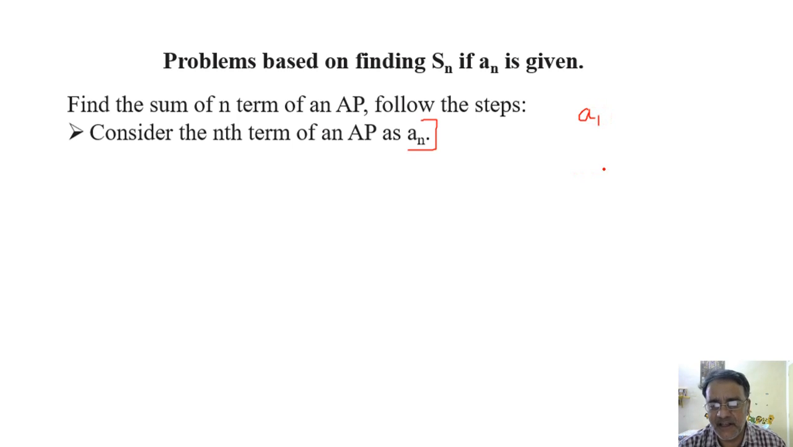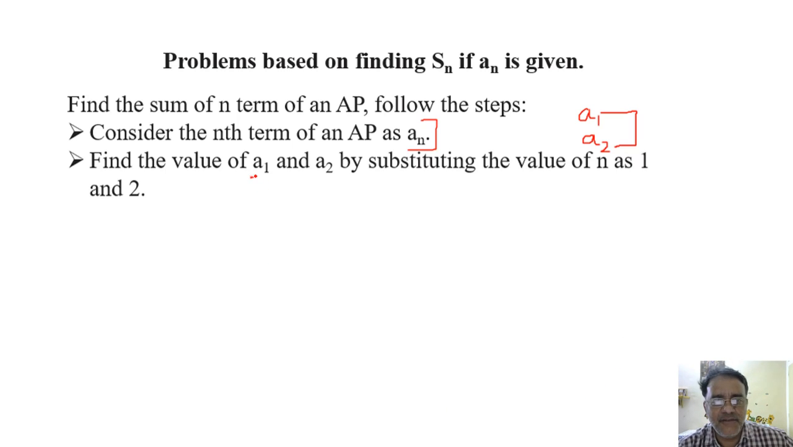a1 is nothing but the first term. Then we'll find the second term, a2, by putting n equals 2. Then we will subtract these two, and we'll get the value of d. Now substitute the values of a and d in the formula for Sn, so we'll get the sum of n terms formula.